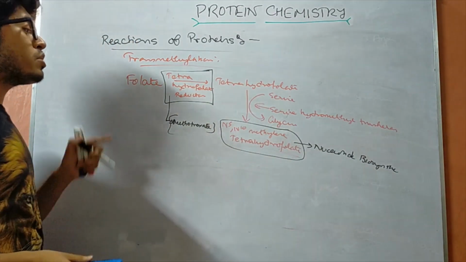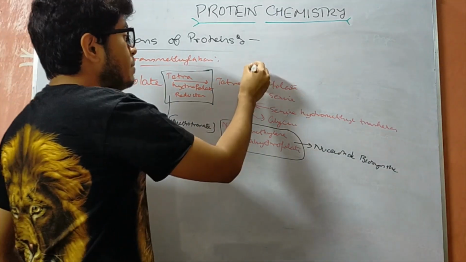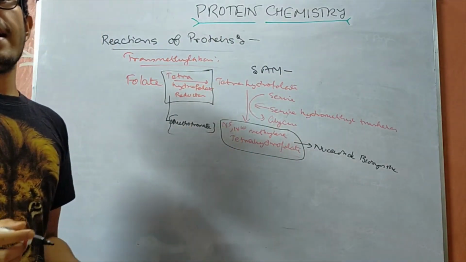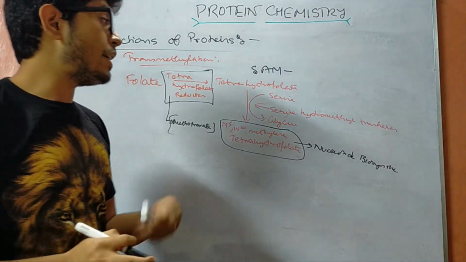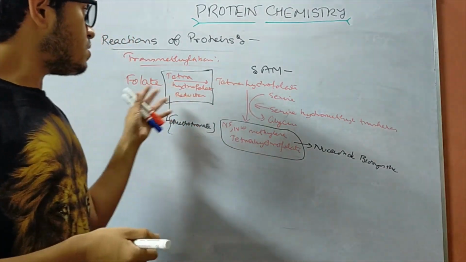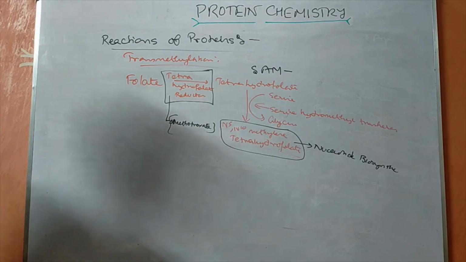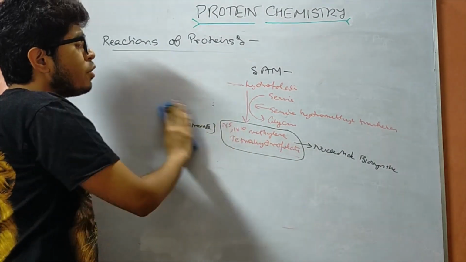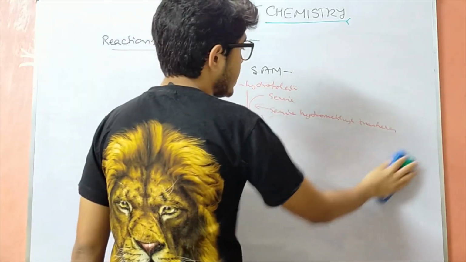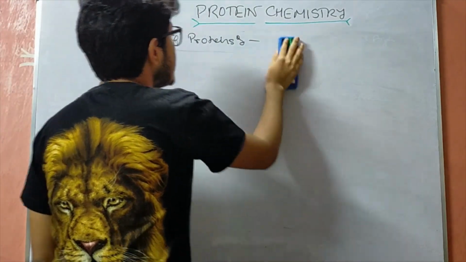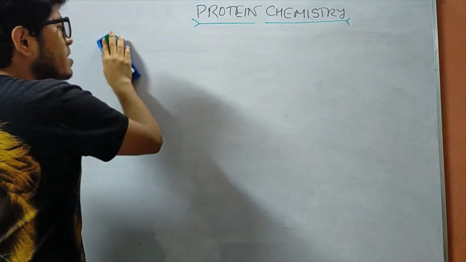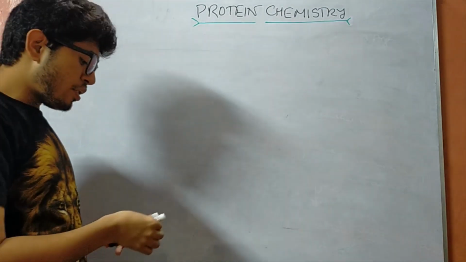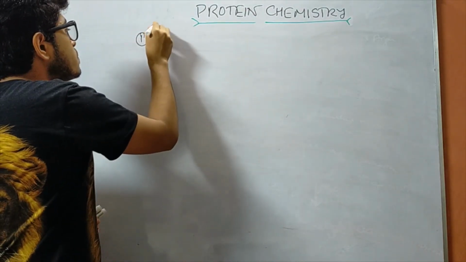We mostly discuss this with respect to SAM, S-adenosyl methionine, which finally gets reduced to form S-adenosyl homocysteine after giving off its methyl group. So this is what we have for the reactions of proteins. Now one more important thing is the tests of protein. Here we are just going to discuss one test, the general test for detection of protein.